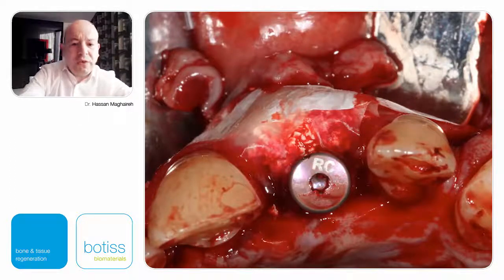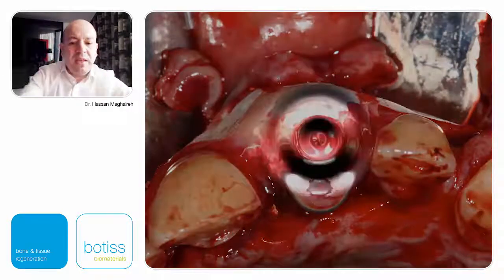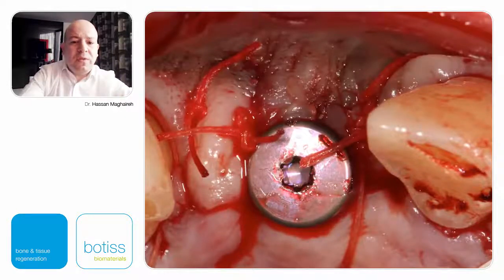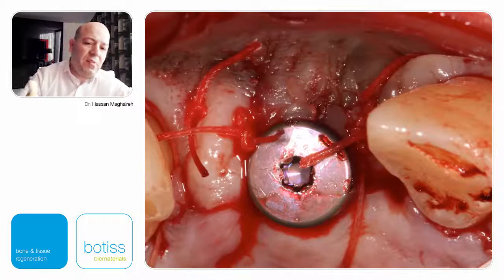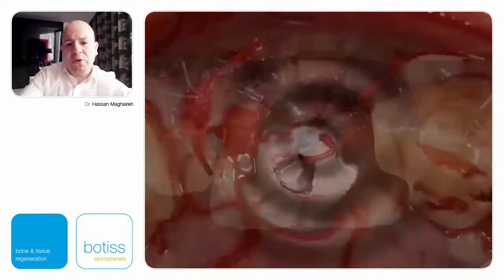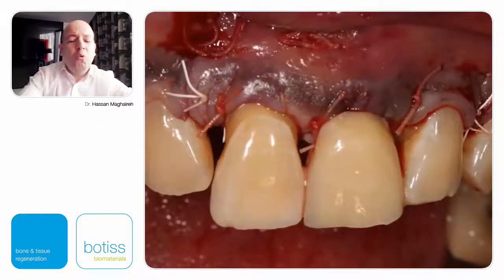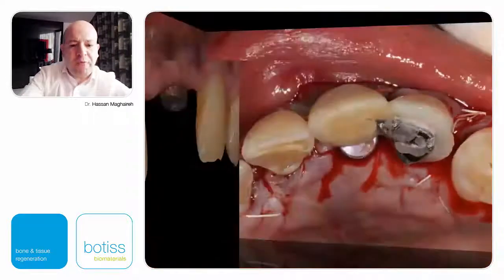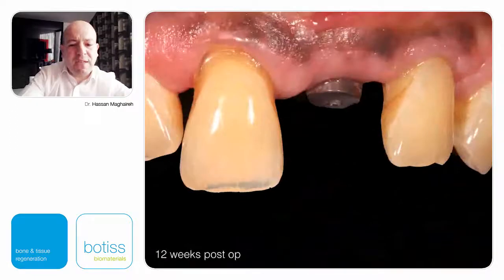So everything's sorted. The good thing about Jason, once it's wet, it settles nicely. And again, it's very easy to use. We close nicely and make sure that we don't do a labial flap advancement, because we don't want to move the keratinized mucosa. We just put everything back where it was, very gently.